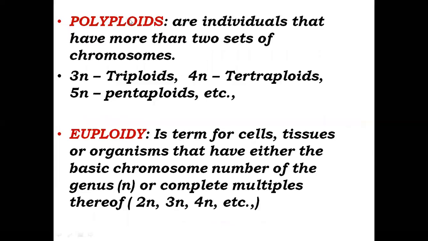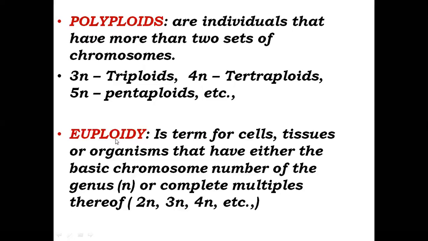What exactly are polyploids? Polyploids are individuals that have more than two sets of chromosomes. If it is two sets, you call it diploid. Anything more than diploid would be, if it is three sets, you call it triploids. Four sets, you call it tetraploids. Five sets, you call it pentaploids, and so on.